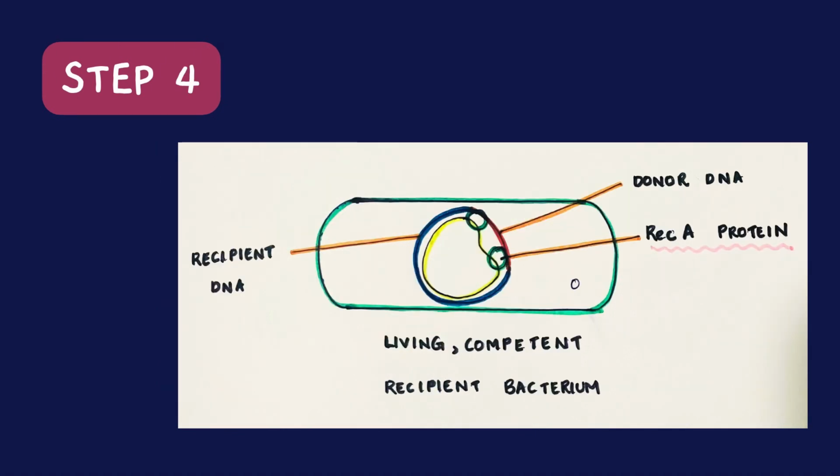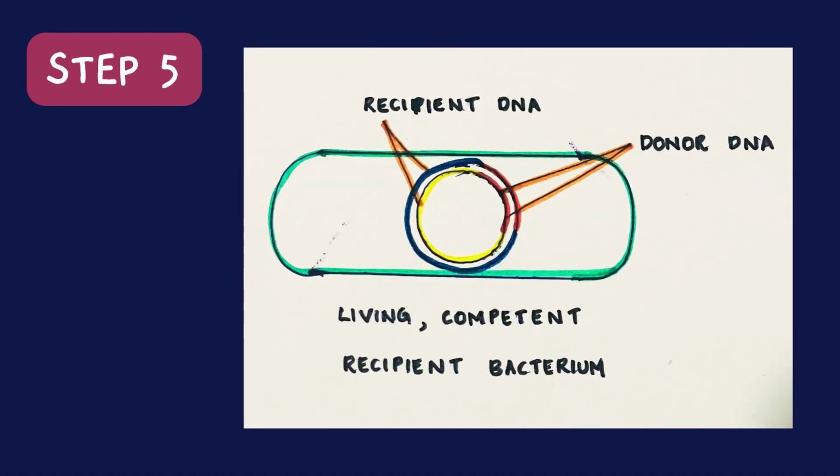Rec-A protein plays a crucial role in the transformation process of bacteria, particularly in facilitating homologous recombination. So, Rec-A protein promotes genetic exchange between a fragment of the donor's DNA and the recipient's DNA. This involves breakage and reunion of paired DNA segments. The donor DNA is integrated into the recipient's DNA, and the transformation process is completed.